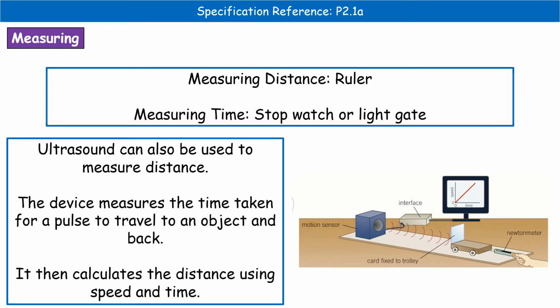We could, if we've got a load of fancy equipment, use ultrasound to measure distance, because what it does is it sends a little pulse out and then it's going to record the time it takes for that pulse to reach back to our sensor. So basically it sends the pulse out, reflects off something, and then it records the time and just does speed is distance divided by time calculations there.